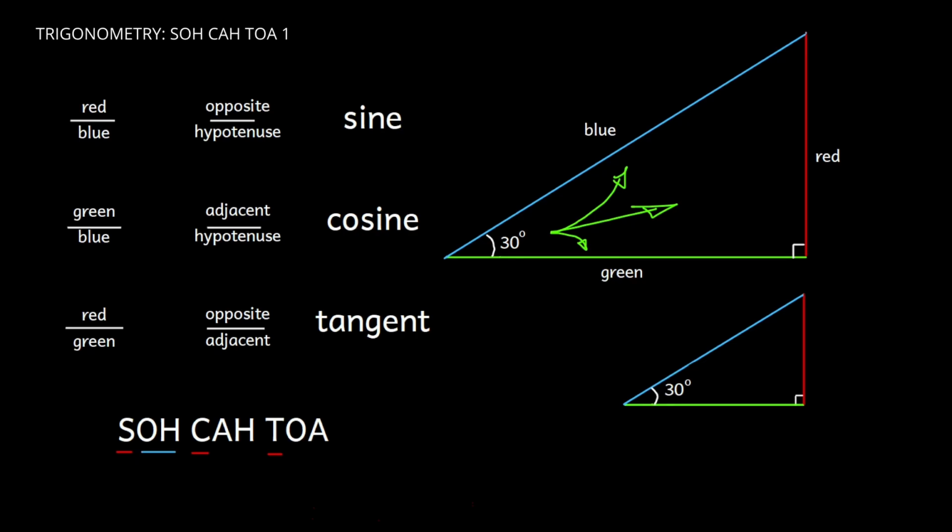sine of the angle represents. This represents the opposite over the hypotenuse. The cosine represents the adjacent over the hypotenuse, and the tangent, or the tan, represents the opposite over the adjacent. So with this mnemonic, it reminds us exactly what sine, cosine and tangent actually represent.